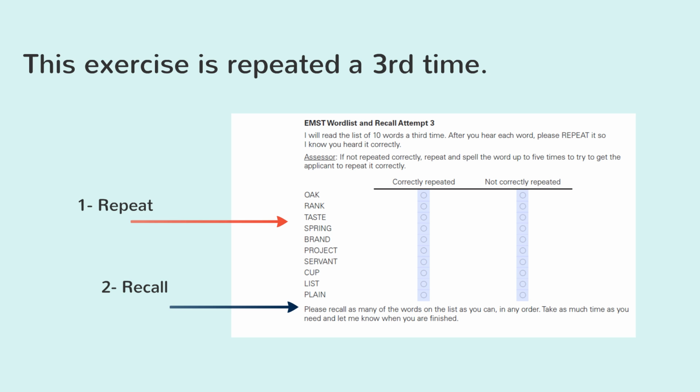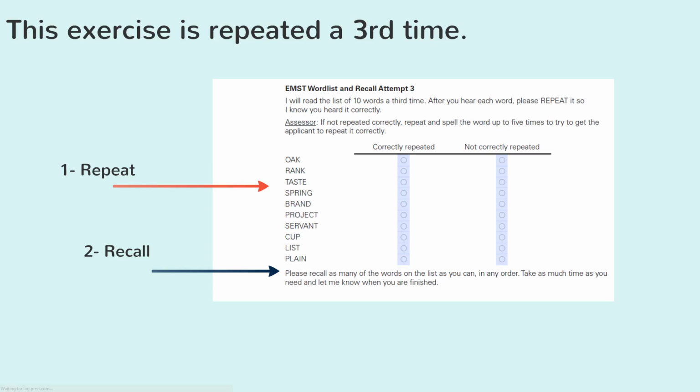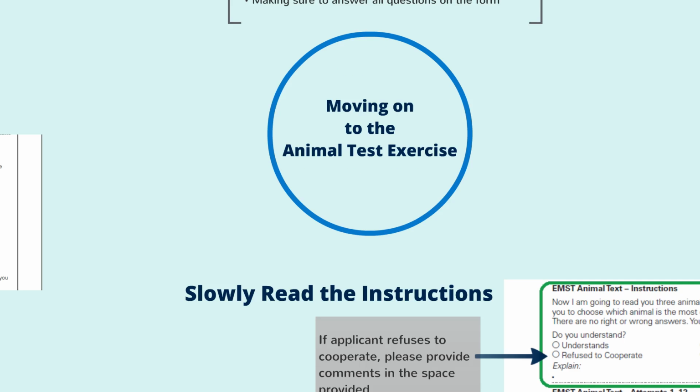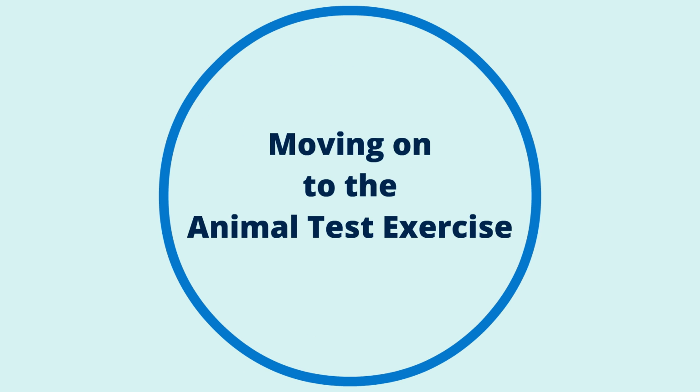This exercise is repeated a 3rd time. You will let the applicant know that in a few minutes you will ask them to repeat those 10 words again. You will also ask them to guess how many of those 10 words they will be able to recall, and note the guess on the line provided. In the meantime, you will conduct the EMST animal test exercise.